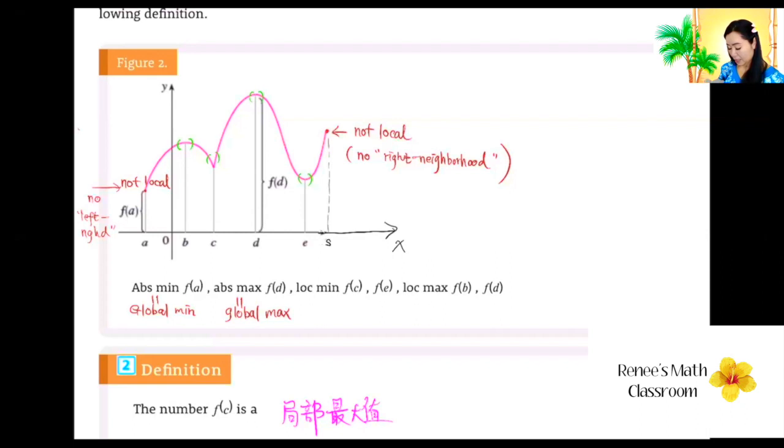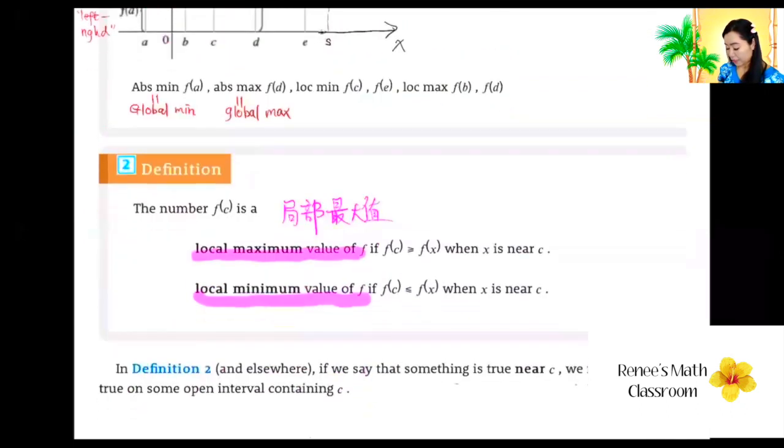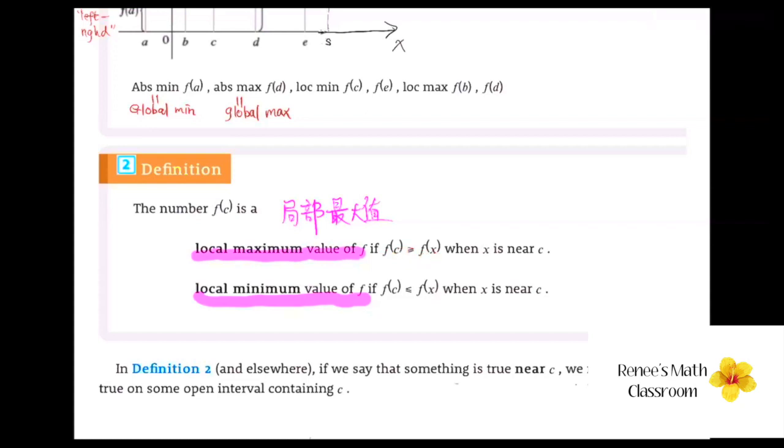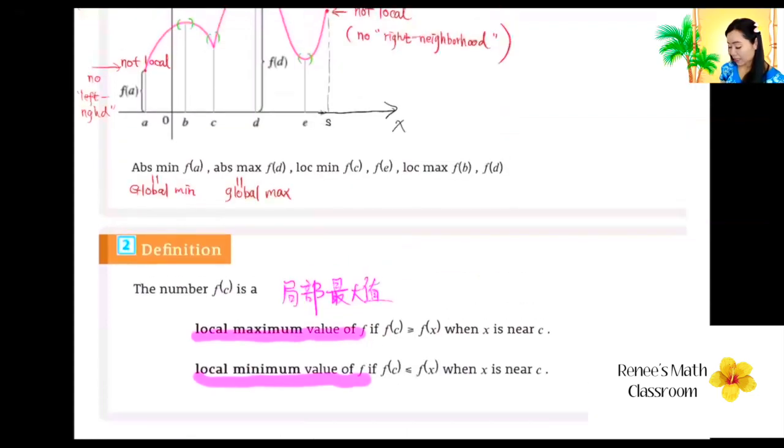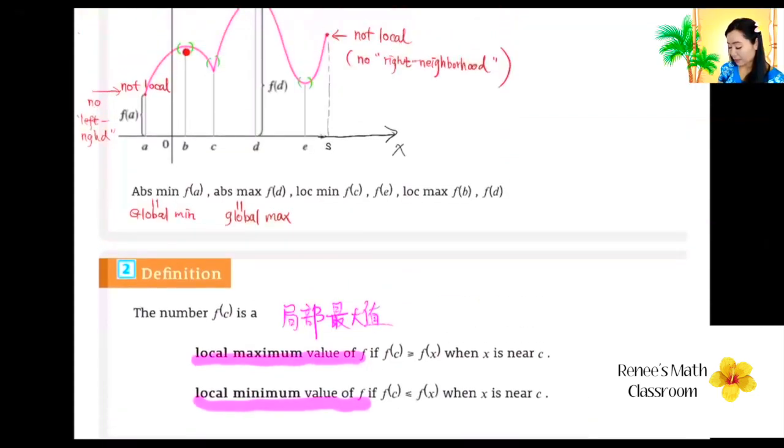So the definition for a local max and local min is stated over here. If the function value f of c is greater than or equal to f of x when x is near c, so consider this neighborhood over here.